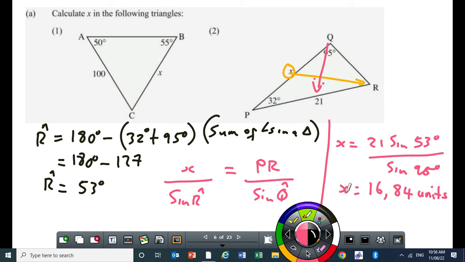So here we have used the sine rule to calculate the length, but sometimes you may use the sine rule to calculate the size of an angle. I think we'll probably do an example like that.